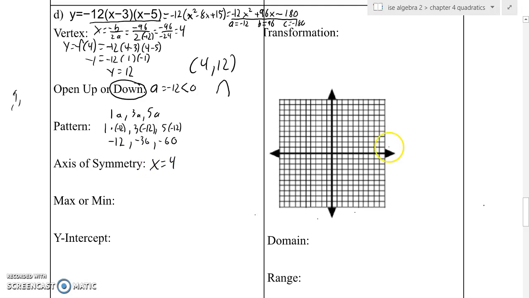So let's count by 2's again. 2, 4, 6, 8, 12. Do we want to count by 1's or 2's going horizontally? Let's count by 1's this time. 1, 2, 3, 4, 5, 6, 7, 8, 9, and 10. 2, 4, 6, 8, 10, 12.